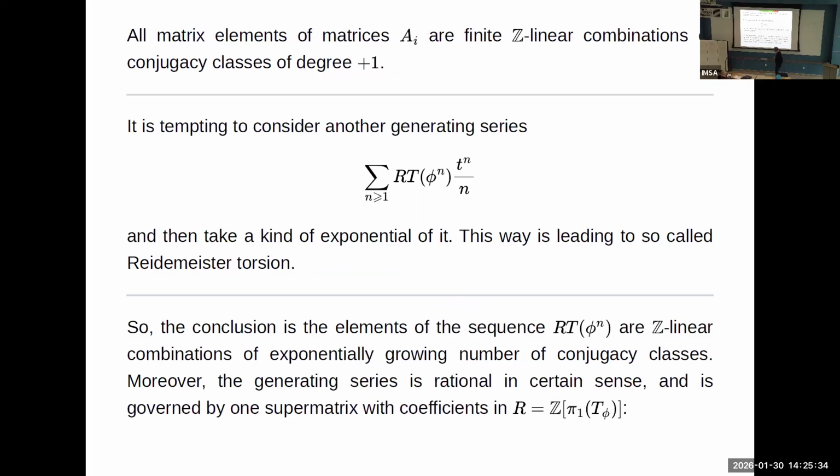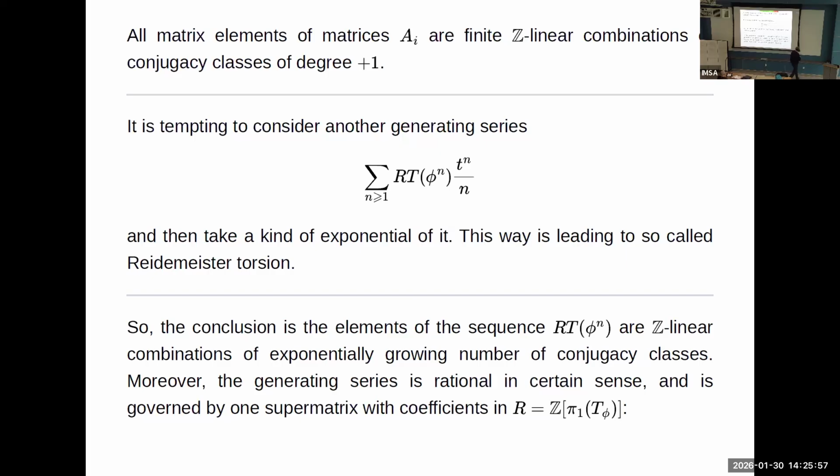And these matrices are finite linear combinations of group elements. The entries of the matrices are finite linear combinations of group, or actually not conjugacy classes, of group elements of degree +1. Sorry, it's a mistake. It's group elements.